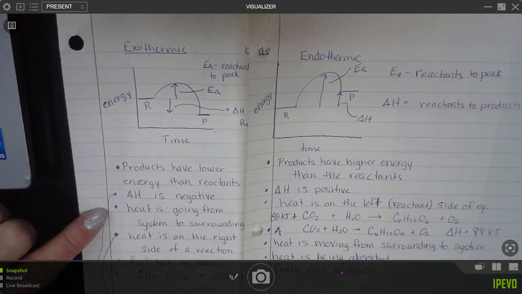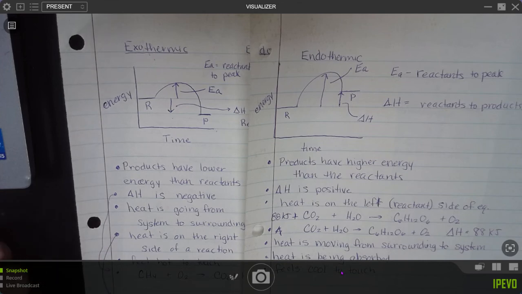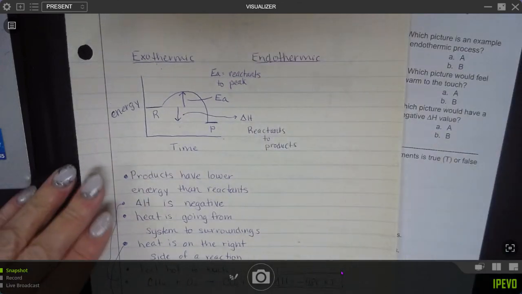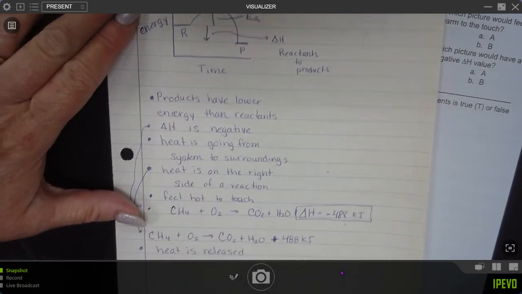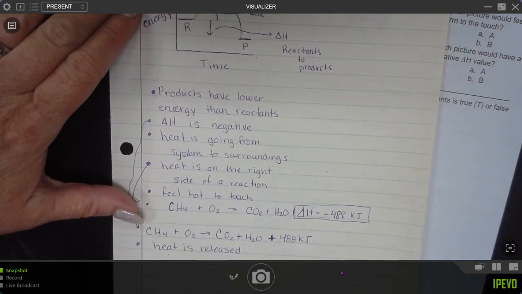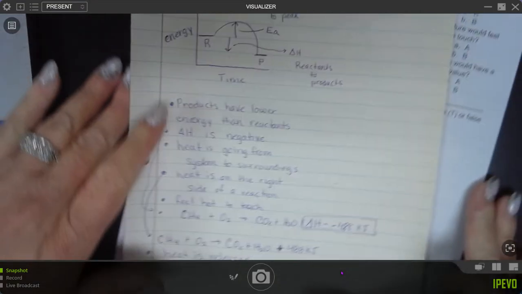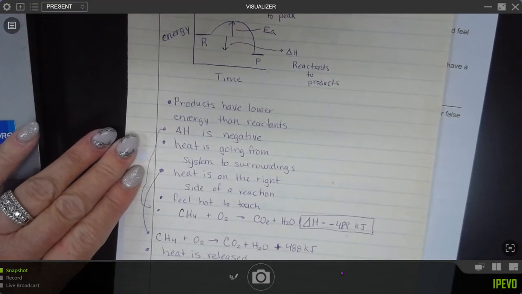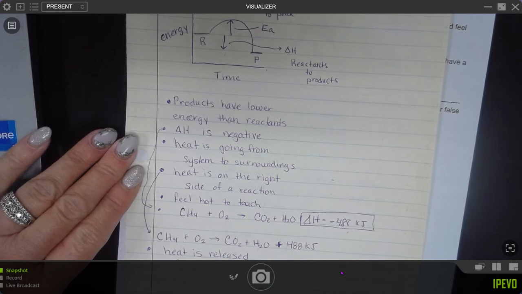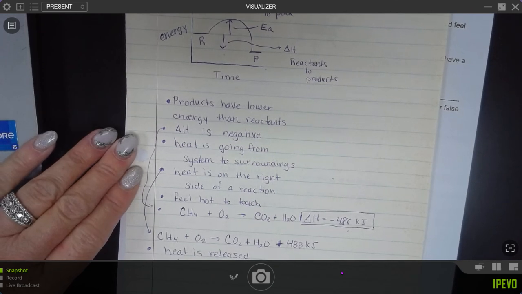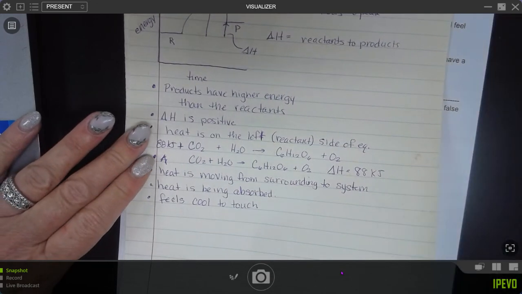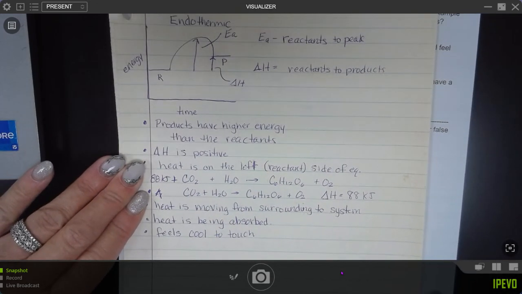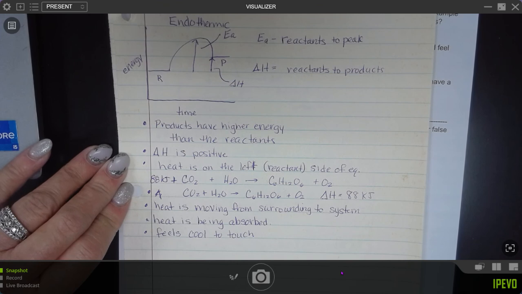I think that is everything. So I'm going to put these up here for a minute and pause. And if you want to, you can take a screenshot of that so you have all of your details in one place. All right. So there is exothermic, and here is endothermic.